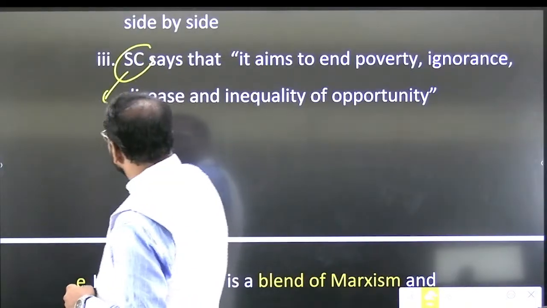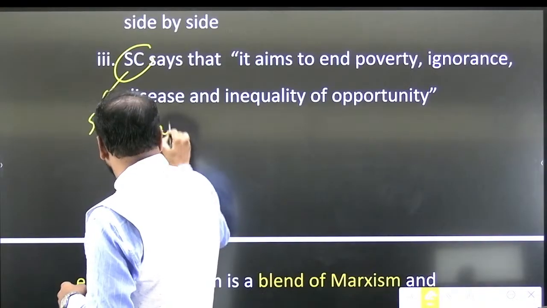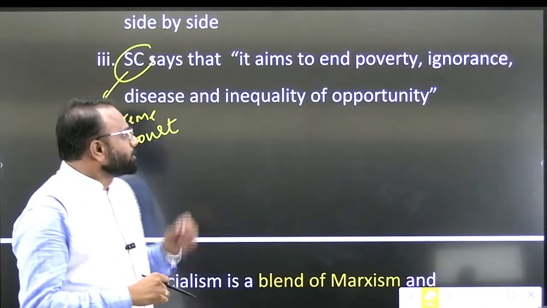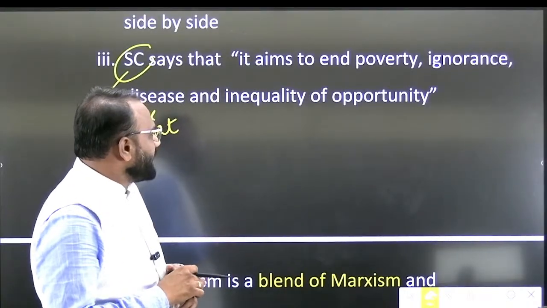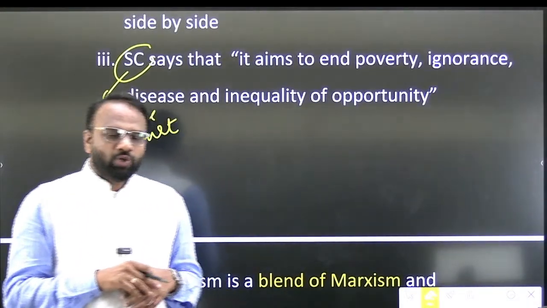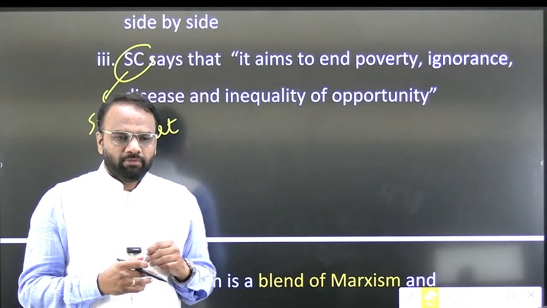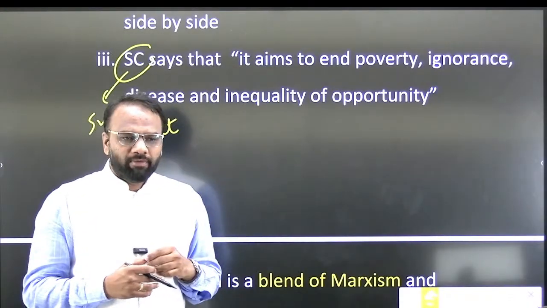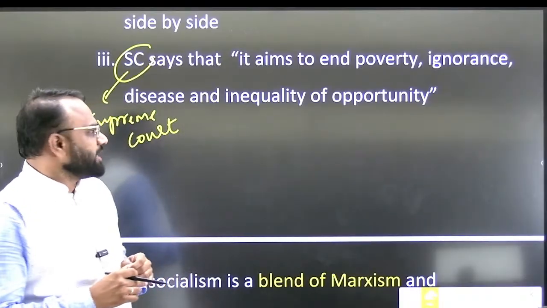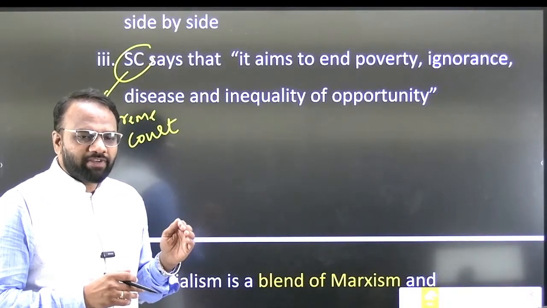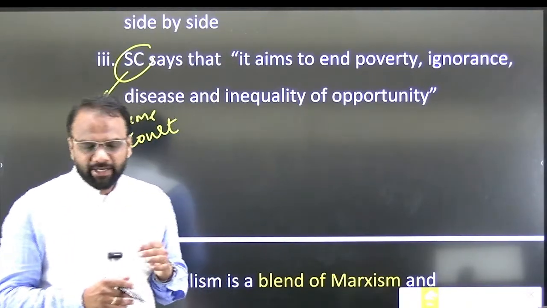Here SC indicates Supreme Court. Supreme Court says that it aims to end poverty, ignorance, disease and inequality of opportunity. So why is India following democratic socialism? To achieve this goal. To end poverty. Poverty should be completely brought to zero. Ignorance, diseases, inequality. To remove all these things, we require what kind of socialism? Democratic socialism. Supreme Court has said it in one of the judgments.